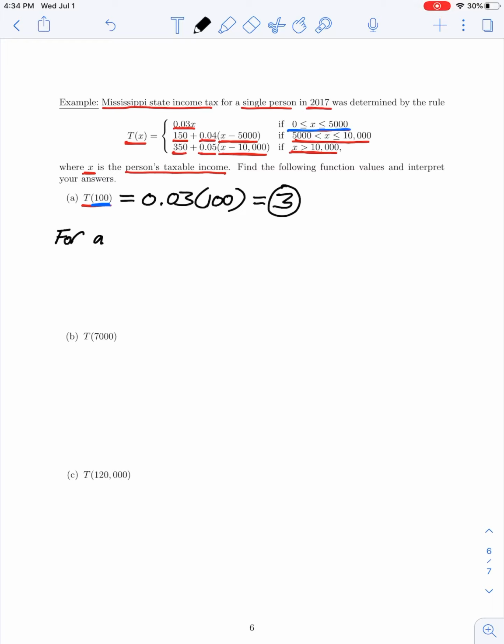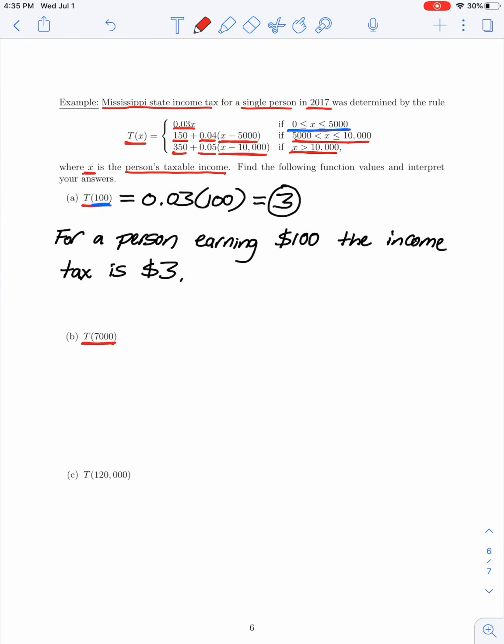So for a person earning $100 in taxable income, the income tax is $3. All right. Now in part B, we're asked for T of 7,000.